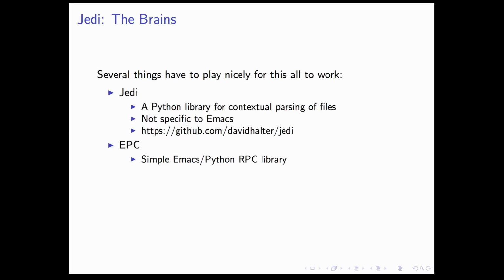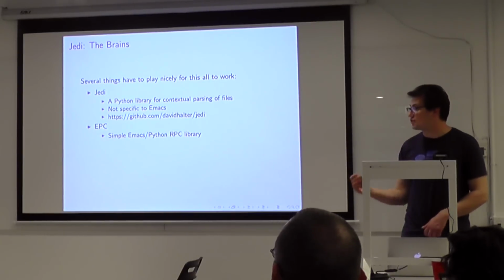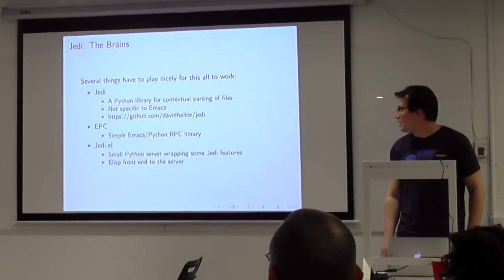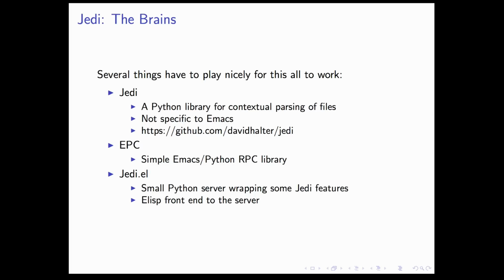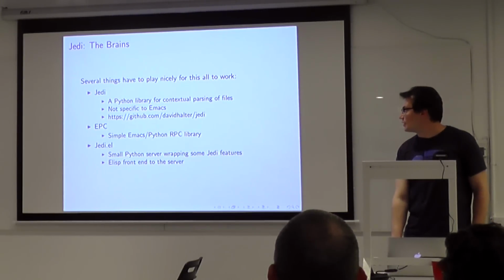And then there's this piece of middleware, which is kind of an odd duck, EPC. It's a dependency. It's not used all that much, but it basically works as the glue, and it's worth remembering as something that needs to be installed. It has both a Python package associated with it, as well as a small eLisp package, because it does have to talk between both environments. And then jedi.el is the eLisp front end, as well as a very small Python server that talks through EPC to Jedi. This is really what you customize and what you set up.